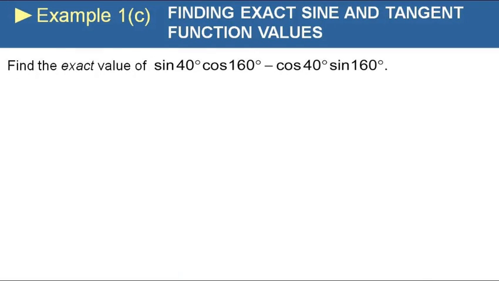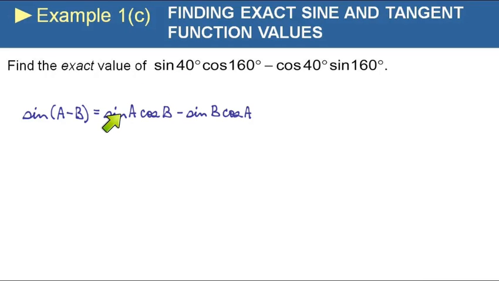Alright, for our next example, let's find the exact value of sine 40 degrees cosine 160 degrees minus cosine 40 degrees sine 160 degrees. So you want to look at your identity sheet and see if you can find one that looks like sine times cosine minus cosine times sine. And what you will come up with is that sine of A minus B equals sine A cosine B minus sine B cosine A.